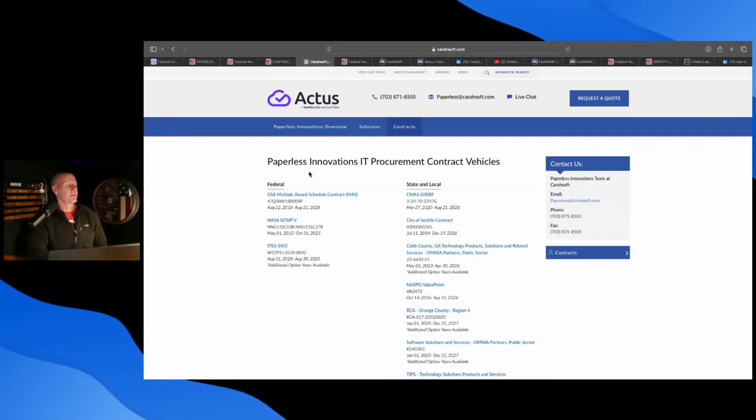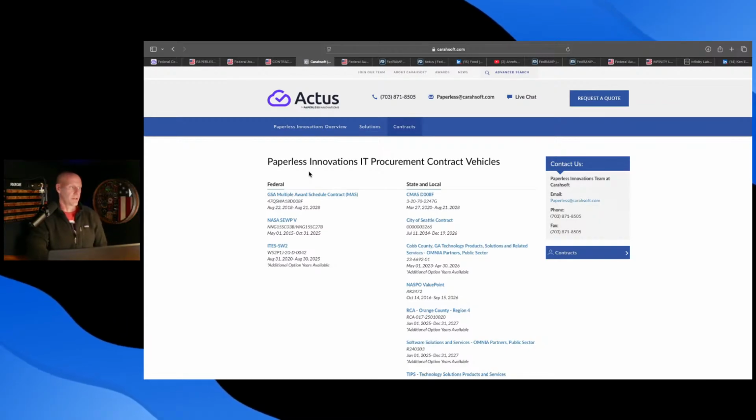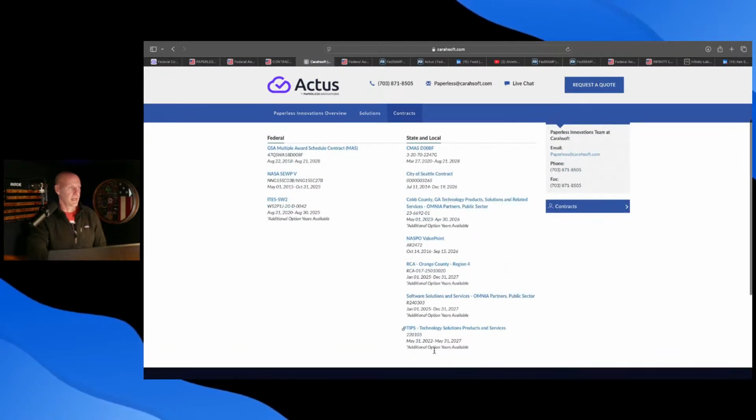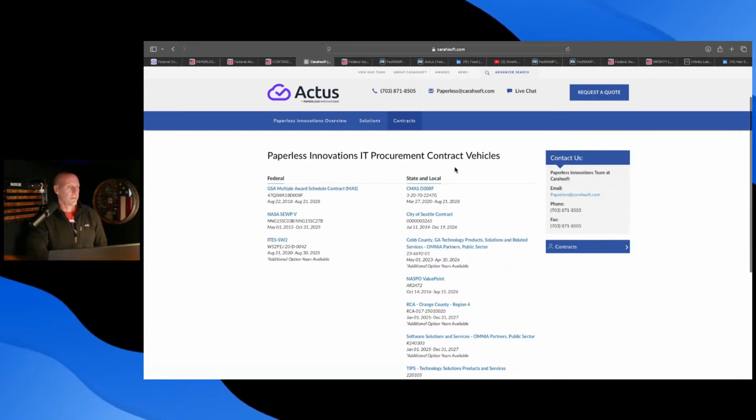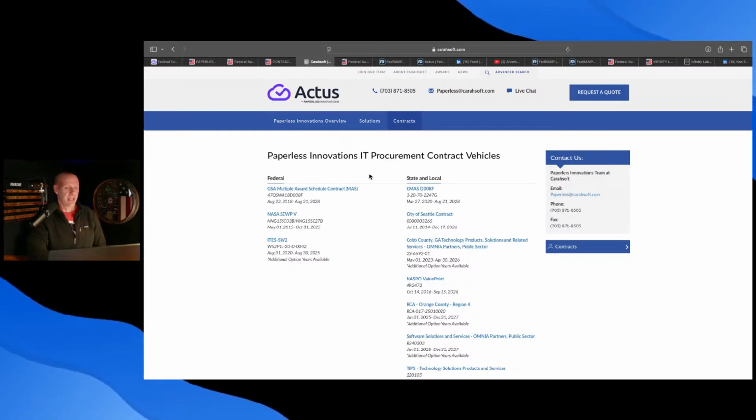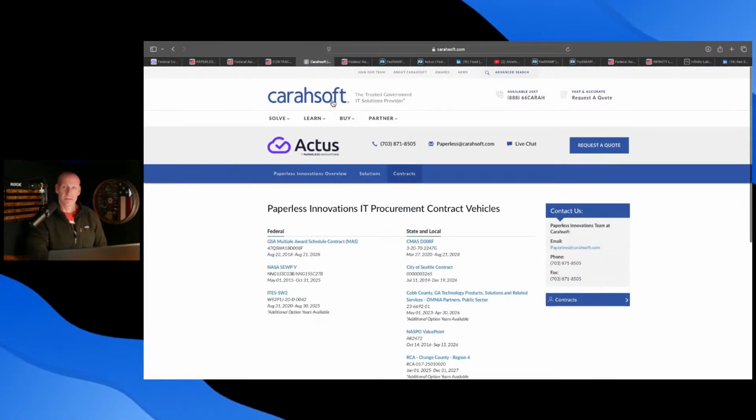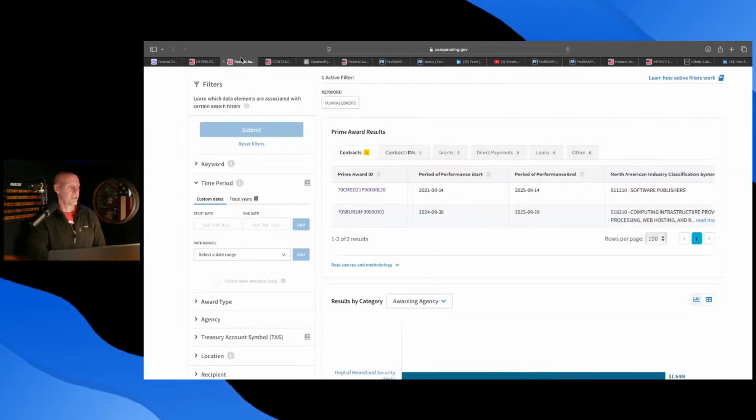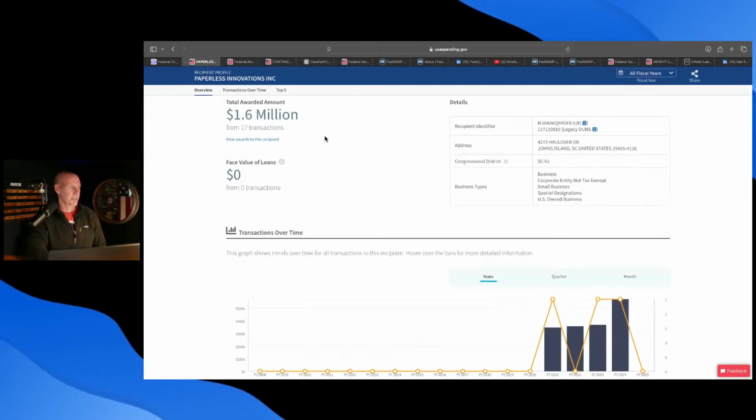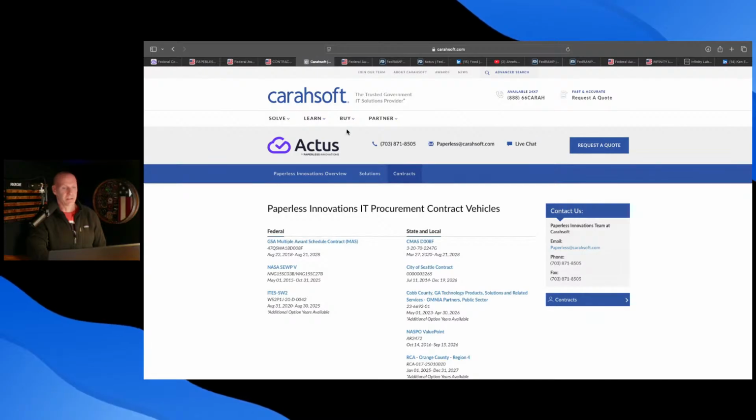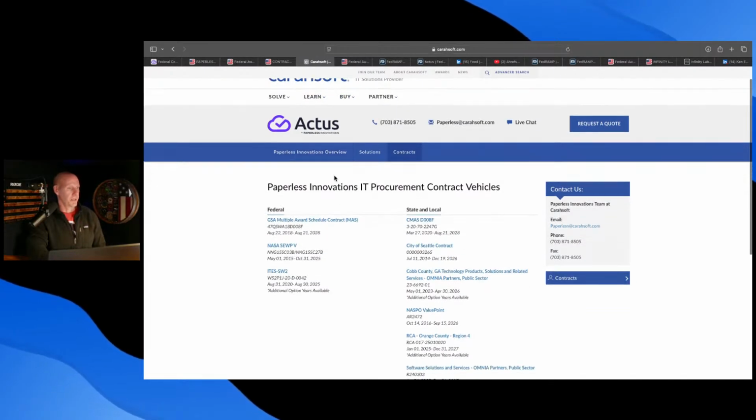So now this company can basically say to the government, hey, you can get me multiple ways. You can get me through GSA, you can get me through NASA SEWP, you can get me through ITES. And clearly they have a bunch of state and local vehicles as well. So I'd be interested to know how much of their sales actually goes through Carahsoft as well. We may not be seeing the full picture when we take a look at this 1.6 million. It could be that plus a lot of contracting that's going through Carahsoft. That's really my only point there.